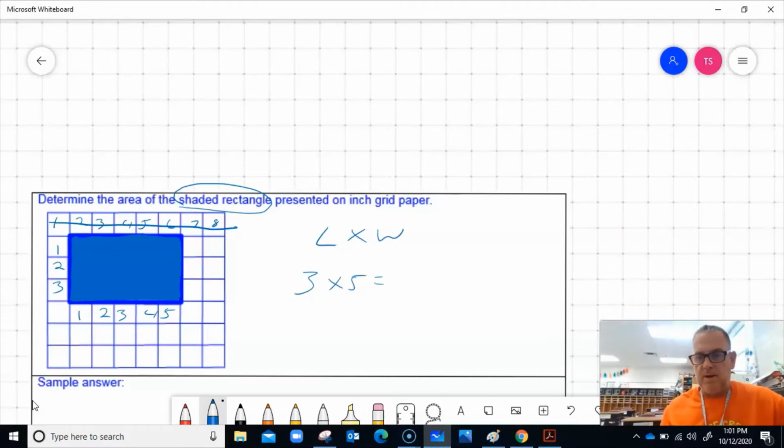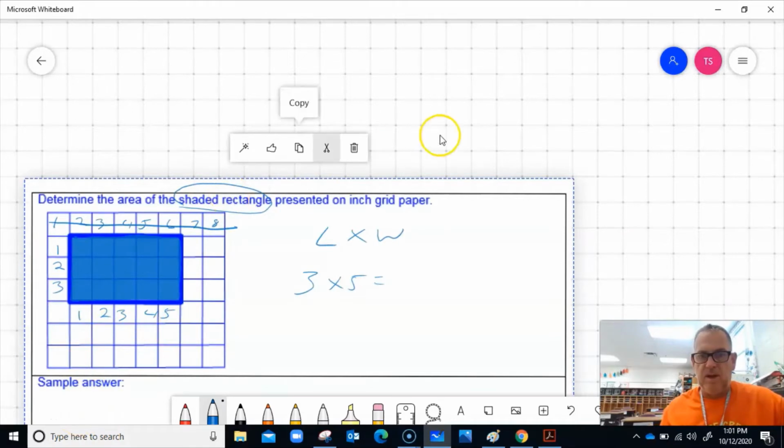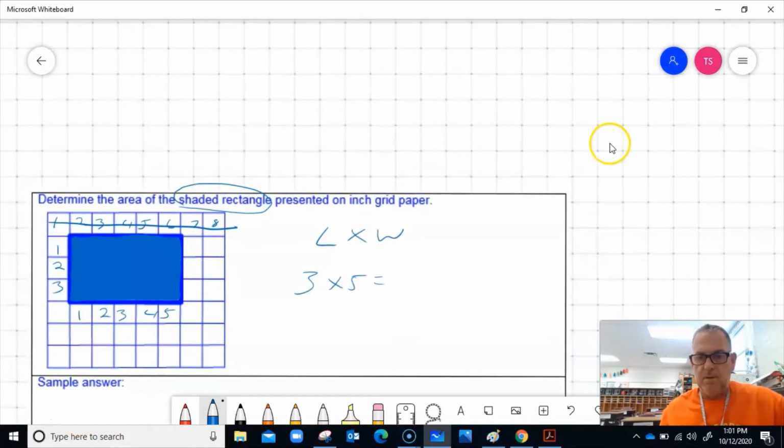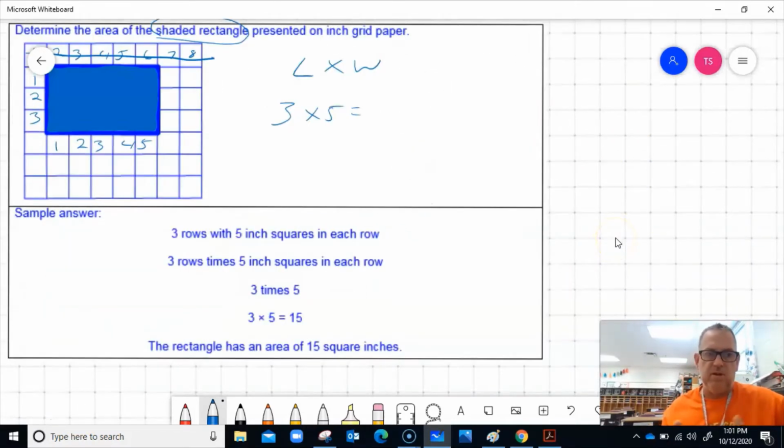And right down here we have some sample answers right there. So you could do 3 rows with 5-inch squares in each row, or 3 rows times 5-inch squares in each row. 3 times 5 equals 15. So the area of the shaded area is 15, and we'll go ahead and put a label. Well, it's already right here. 15 square inches. 15 square inches. So 15, and I'll abbreviate square and abbreviate inches as SQ.IN.